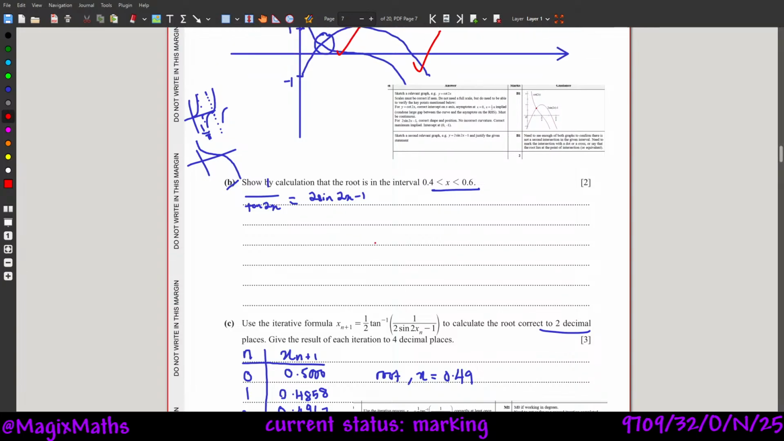So for this question, right, we have to plug in x equals 0.4 into y equals cot 2x and y equals 2 sine 2x minus 1. Let's try that. So we have 0.9712.